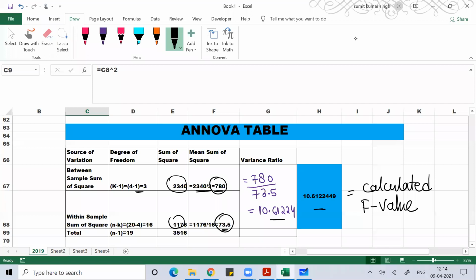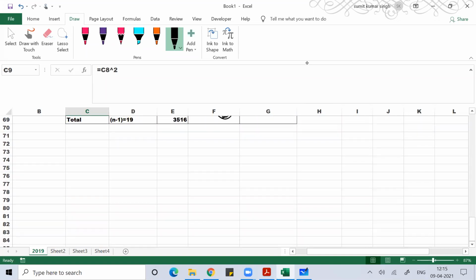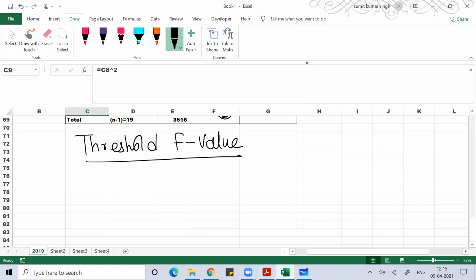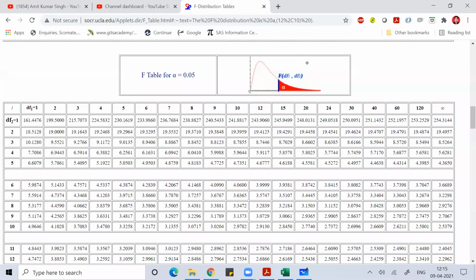Once we find the variance ratio, the mean sum of squares you got because of between sample sum of squares, you divide by the mean sum of squares you got because of within sample sum of squares. The value you get, we call the variance ratio. We compare this value with the threshold F value. How to find the threshold F value? We look into the F distribution table.